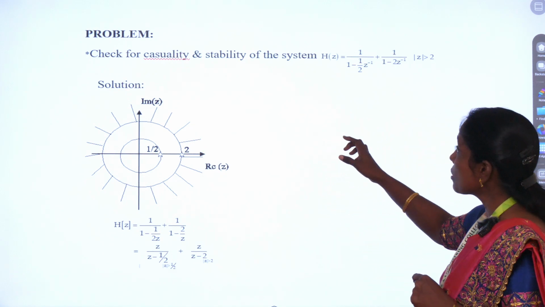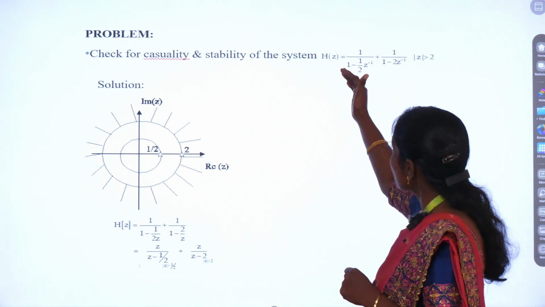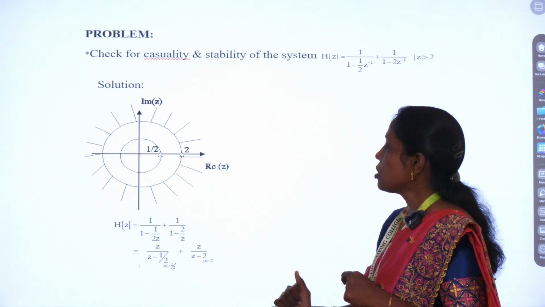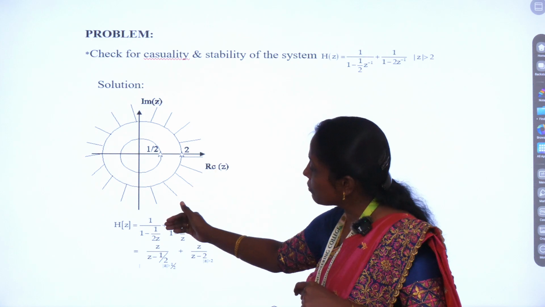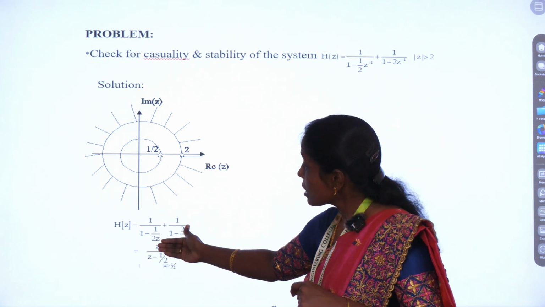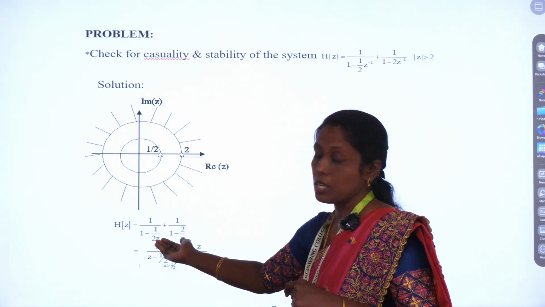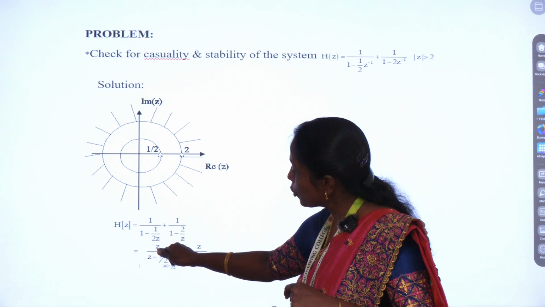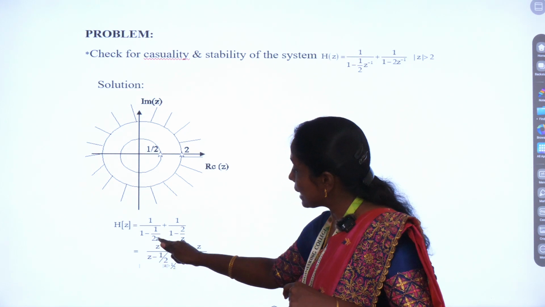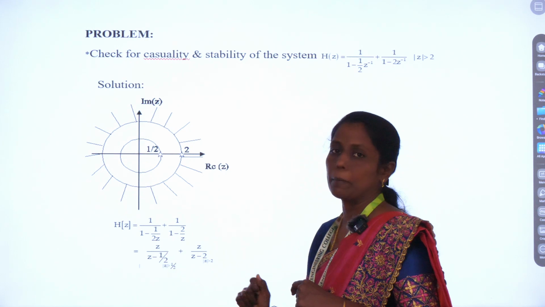What is the first step? I said first we have to rearrange the given h of z equation into the standard form. So that is what is done here. To rearrange the given equation into the standard form, take z common in the denominator term. So we will get z minus 1 by 2, and that z in the denominator will move to the numerator. So you will get the first term as z divided by z minus 1 by 2.